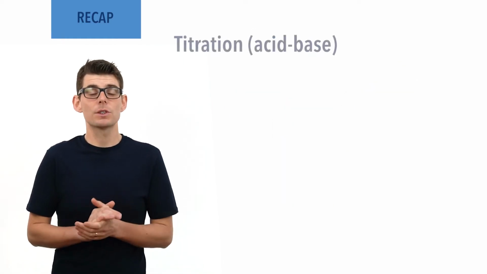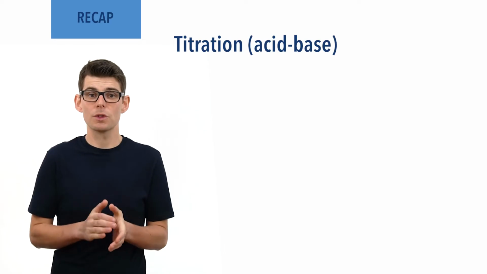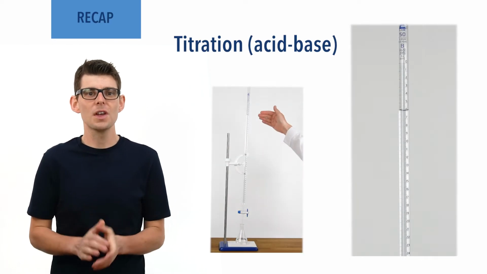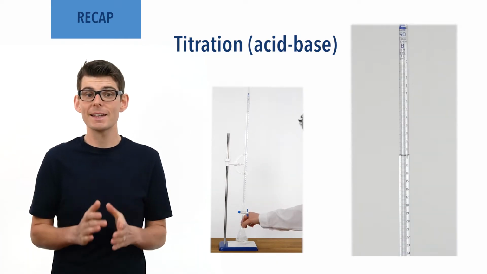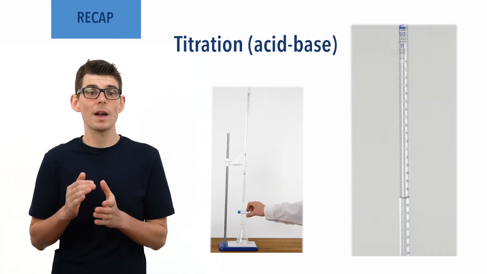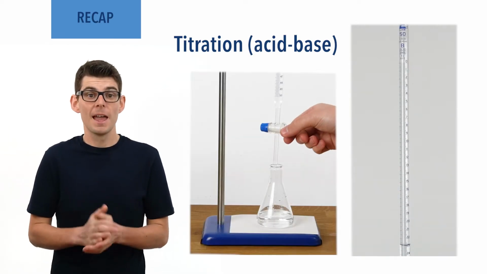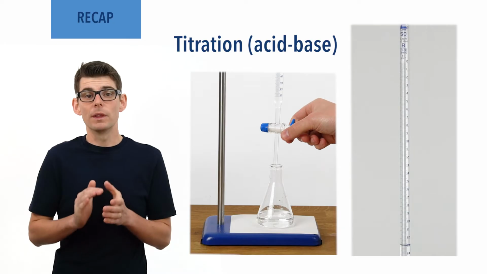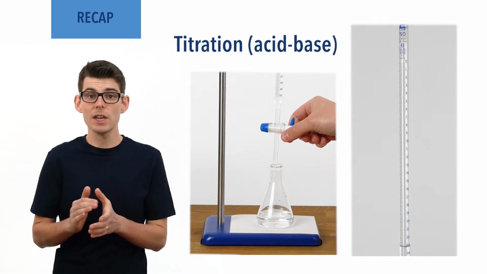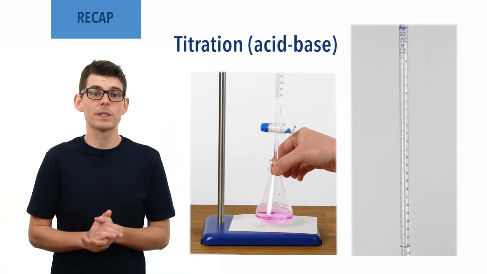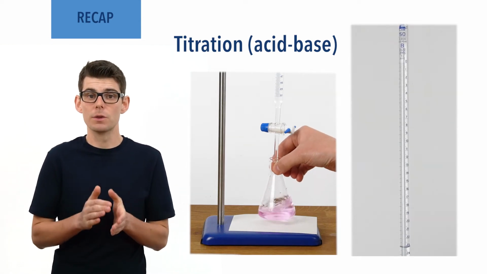A titration is a practical technique that can be used to find the concentration of a solution of an acid or base. An acid or base solution with a known concentration is added from a burette to a base or acid solution with an unknown concentration in a conical flask. An indicator changes colour when the pH of the solution suddenly changes, and we use the volume of acid or base added at this point to find the concentration of the solution initially in the flask.